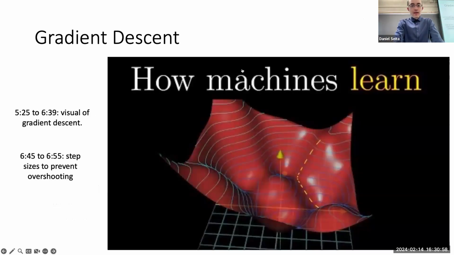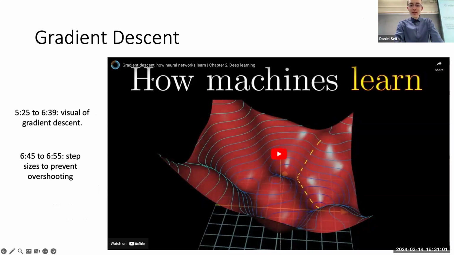Yeah, and then, oh yeah, so this is a nice visual. I don't know if anyone has seen the 3Blue1Brown YouTube channel. It is pretty nice. Hey, a lot of you have seen it before? Okay, cool. So I'm not going to watch the whole video. I just wanted a nice visual of how gradient descent works.